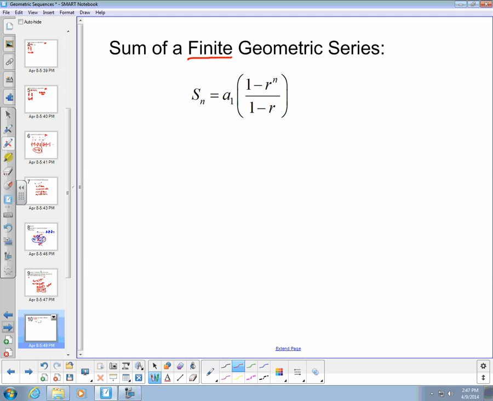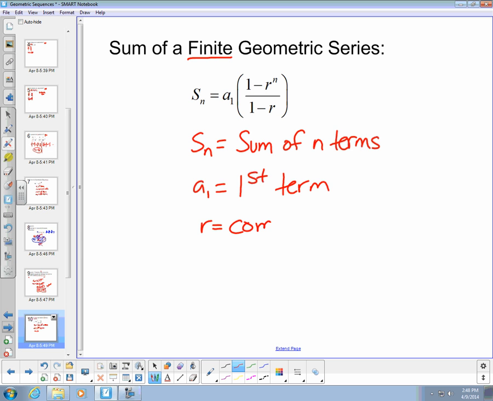So highlight this formula. And again, let's talk about what these terms mean. S sub n stands for the sum of the first n terms. So if it's S sub 10, I'm trying to find the sum of the first 10 terms. a sub 1, again, is your first term. r is your common ratio. And n, again, is the number of terms. So if I'm trying to find the sum of 10 terms, my n is 10.